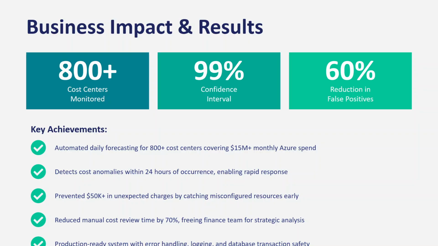More tangibly, it detects cost anomalies within 24 hours, enabling rapid response. It prevented more than $50,000 in unexpected charges by catching misconfigured resources early, and it reduced manual cost review time by 70%, freeing up the finance team for actual strategic work. This is a production-ready system with full error handling, logging, and database transaction safety.